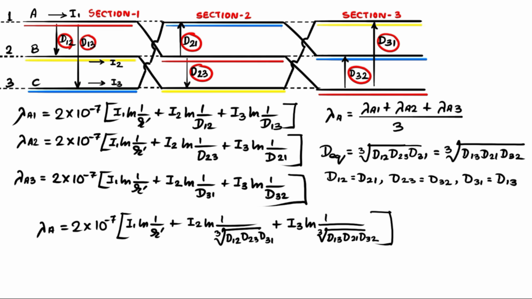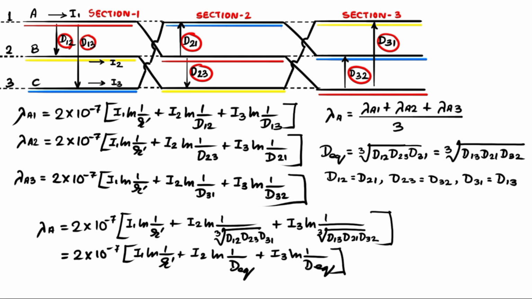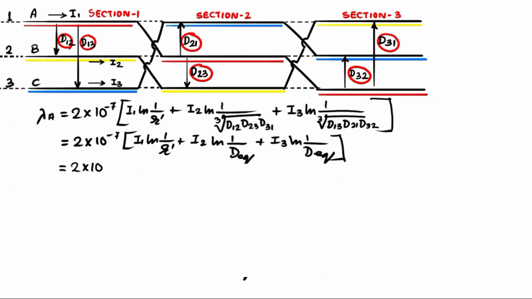Substituting D equivalent into the flux linkage expression gives lambda A equals 2 into 10 to the power minus 7, multiplied by the quantity I1 logarithm of 1 by R dash plus I2 logarithm of 1 by D equivalent plus I3 logarithm of 1 by D equivalent. Combining the last two terms, we obtain 2 into 10 to the power minus 7 multiplied by the quantity I1 logarithm of 1 by R dash plus the quantity I2 plus I3 multiplied by logarithm of 1 by D equivalent.